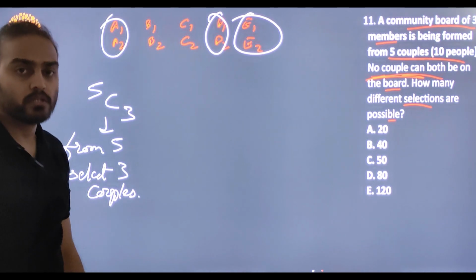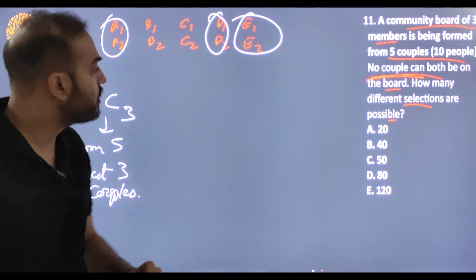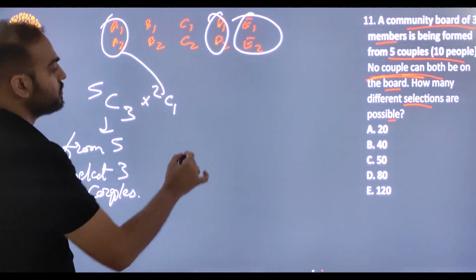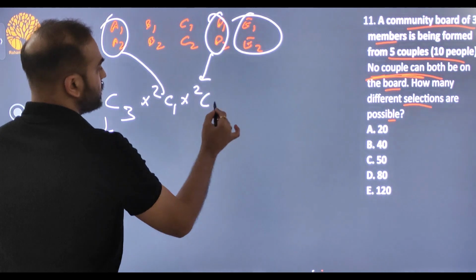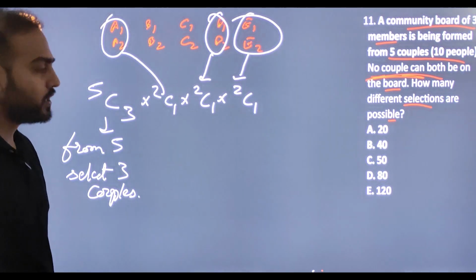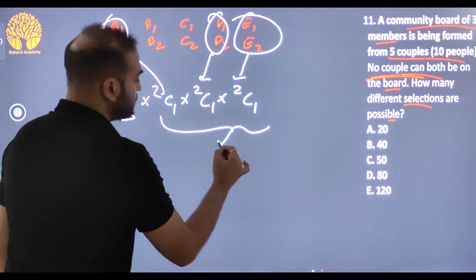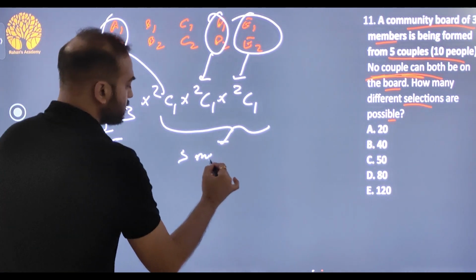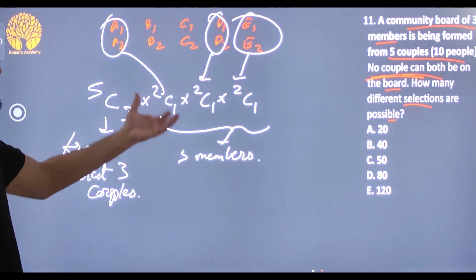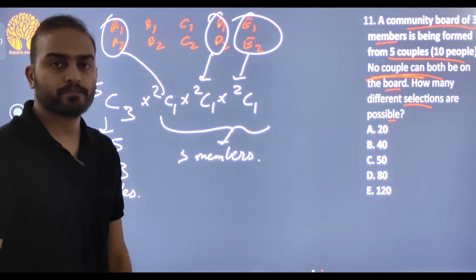But now what you will do is, from the 3 couples that you have selected, from each simply pick one member. This way you are selecting the 3 members.